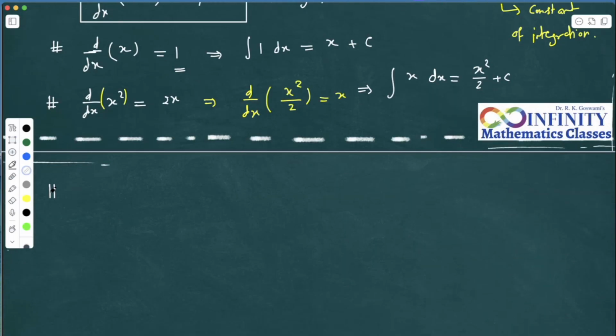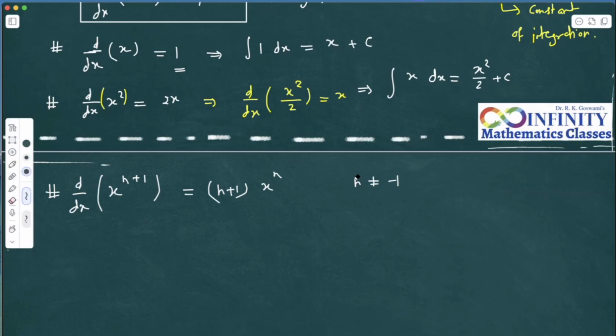So we need to generalize this fact. I can tell you the same for x cube, for x power 4, but we need to restrict ourselves to the general formula. Let me ask you, what is the derivative of x power n plus 1? Is it n plus 1 times x power n? Here n is not equal to minus 1, intentionally. I'll tell you why. This is how the power rule goes.